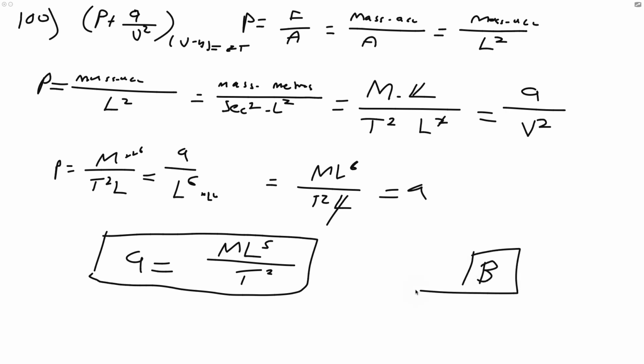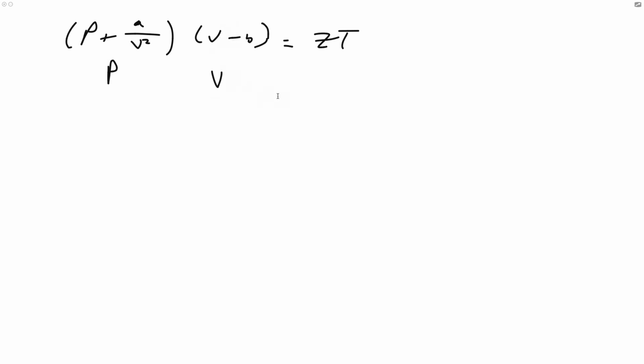Now if we move on to the last question, let's just clear the screen here. We're told we want to find out the constant Z and how it can be expressed. So remember, if we take a look at our equation from the beginning, A over V squared, V minus B equals ZT. Remember, this is going to be unit of pressure, so it's going to be P. This is going to be in unit of volume, V equals ZT. So we can rearrange this. This equation can be rearranged to Z equals PV over T.